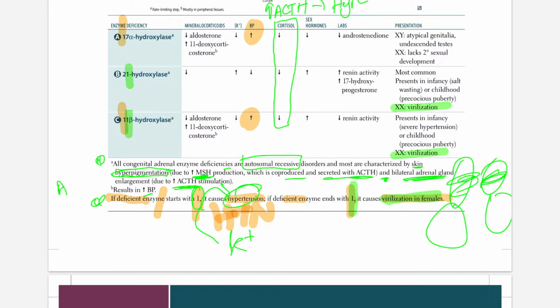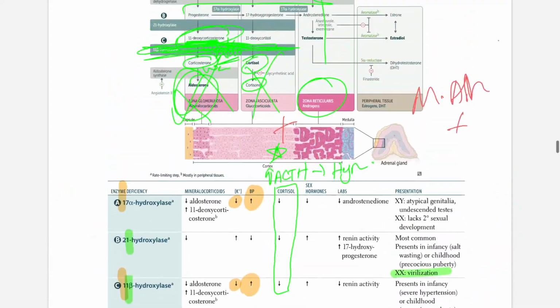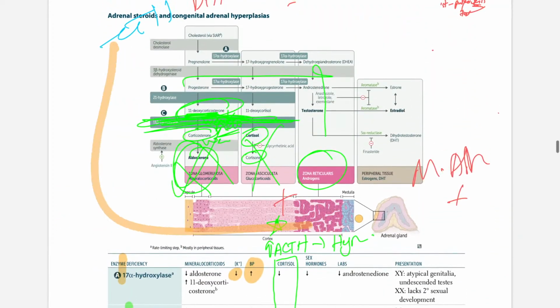Going back here, let me highlight this part. Look here. Increase in BP, low potassium. Increase in BP, low potassium. This is only if you don't understand this. If you understand the whole thing, you don't even have to memorize this.